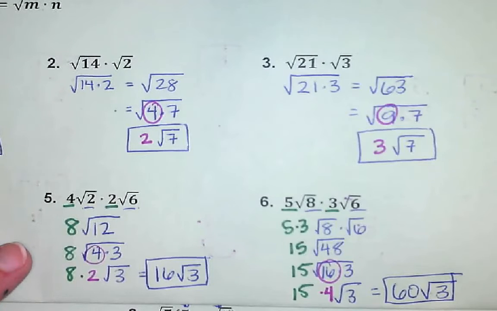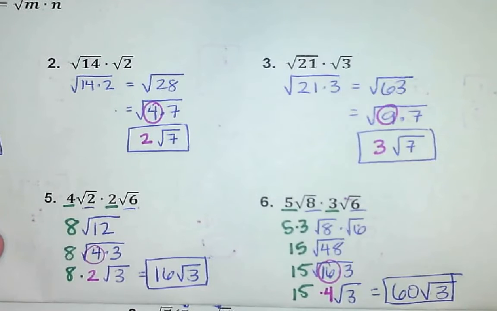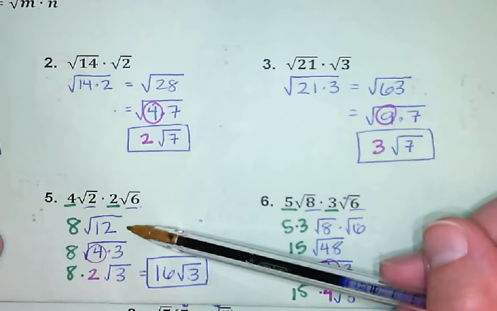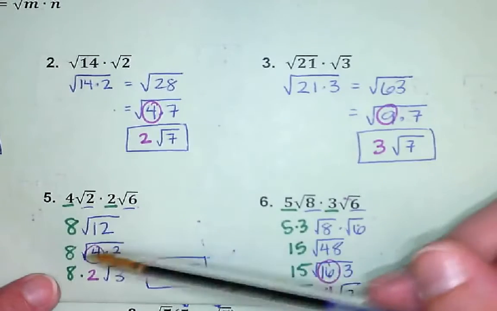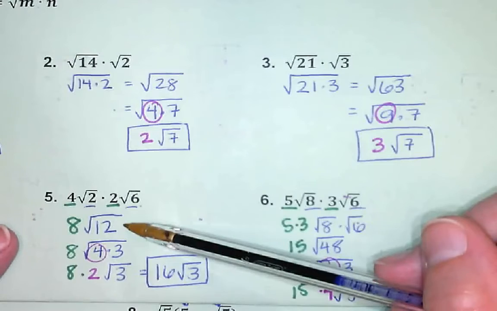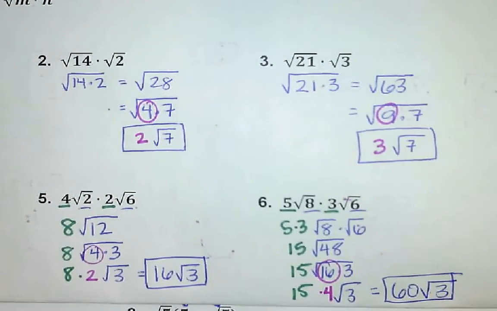All right, for number 5, 4 times 2 becomes 8. 2 times 6 becomes 12. So guys, if you stopped at this part, you would still get partial credit, but that is not fully simplified because you can actually simplify the square root of 12 or radical 12. So we simplify radical 12 into 4 times 3, and we get 8 times 2 times the square root of 3. So we got 16 square root of 3. All right?